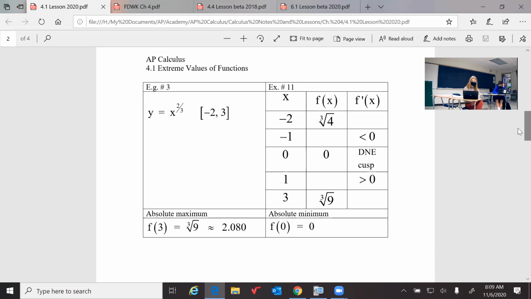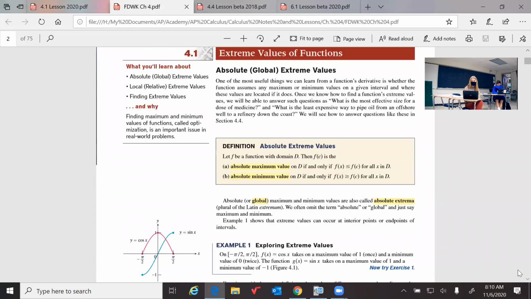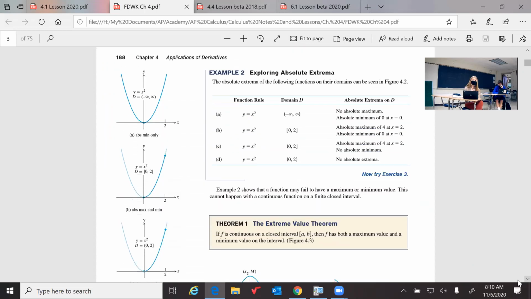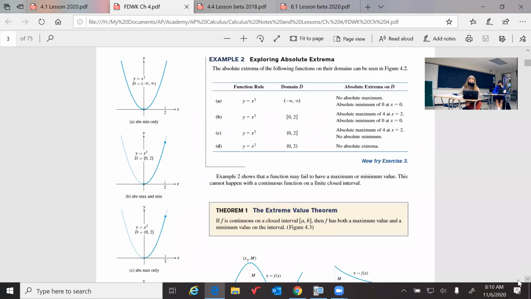So let's go to example 3. Wrong page. I mean, there's some things in the book on page 188. Let's go there first. There's some pictures in the book in the margin. Ready?